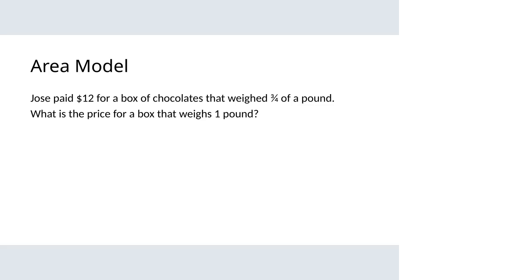You might think of diving right into algebra for this, but instead we're going to use a picture. What if I draw myself a 1, and he bought 3/4. So we're going to chop this up into 3/4.